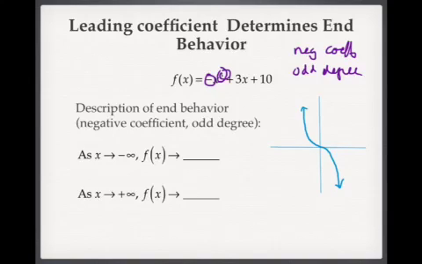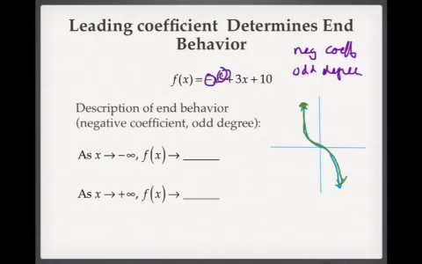Okay? It's going to start way up high on the left, and it's going to go downhill to the right. Okay, that's what a negative coefficient will do to your odd degree function. Odd degree functions start and end on opposite sides of the axis. So we start up here, and it's going to end up going down here. They're going to start and finish on opposite sides of the axis. That's what odd functions do.